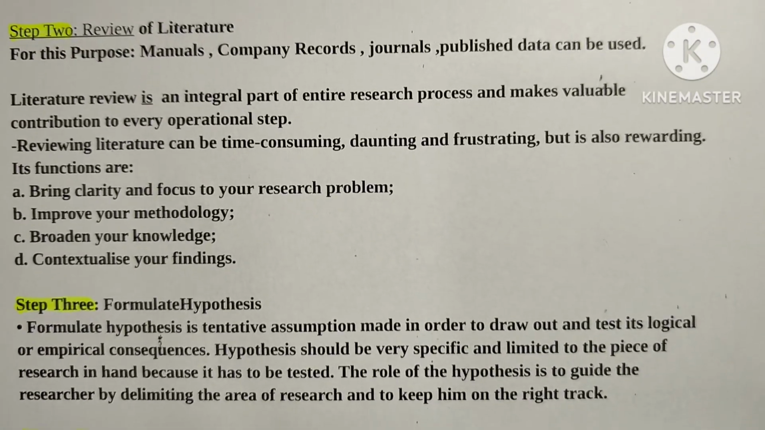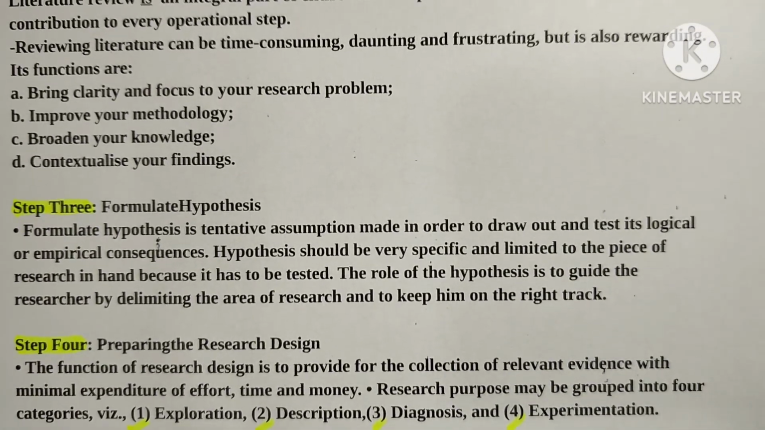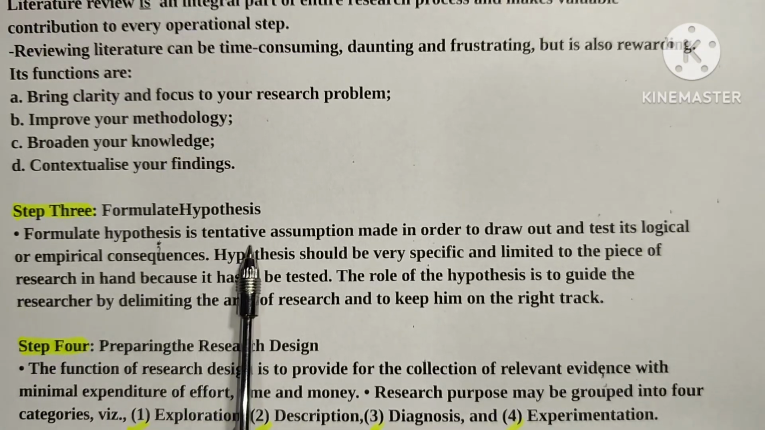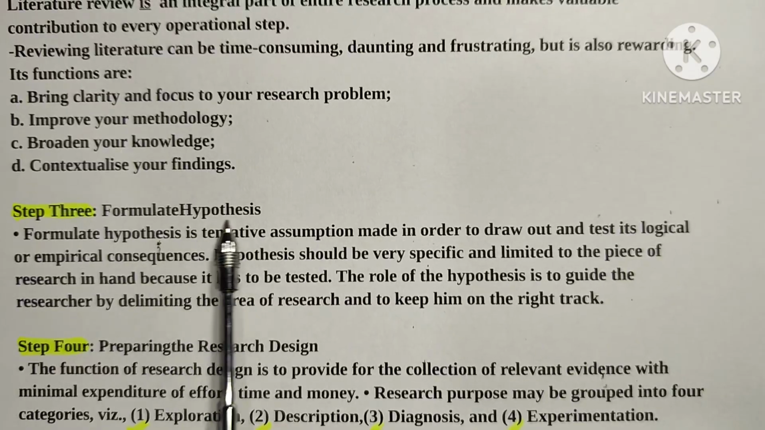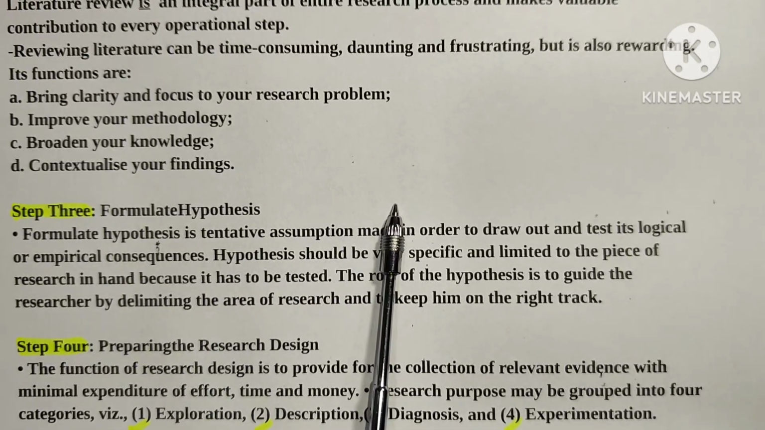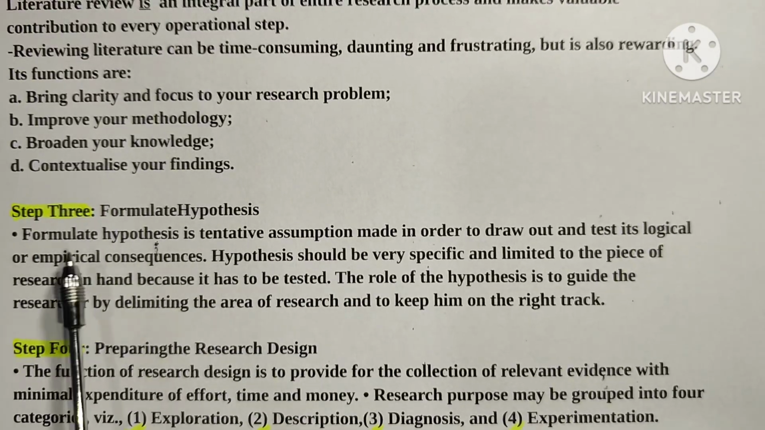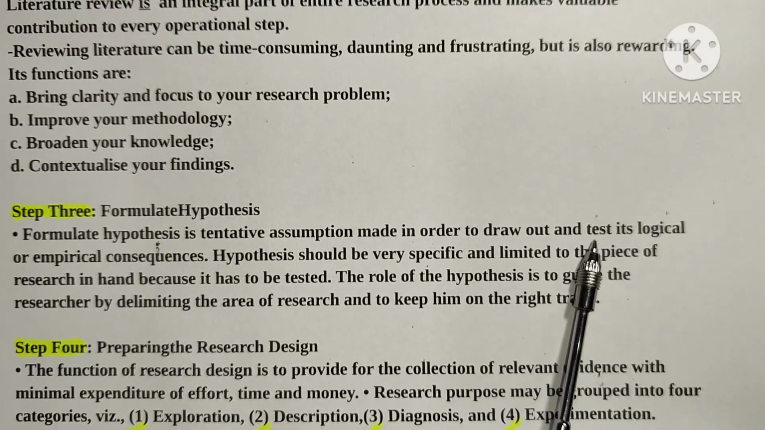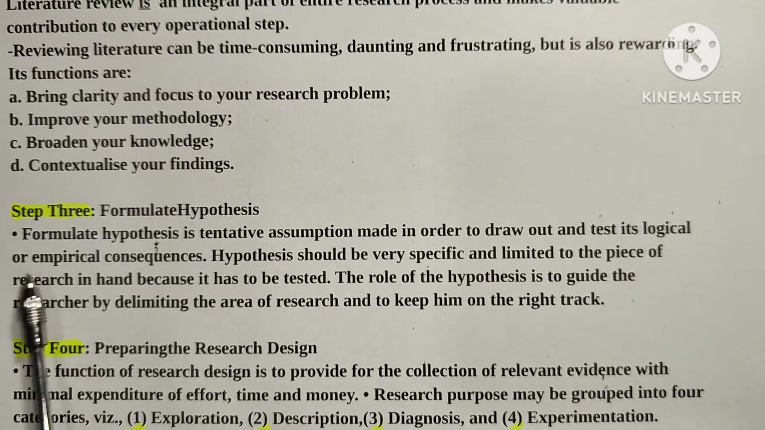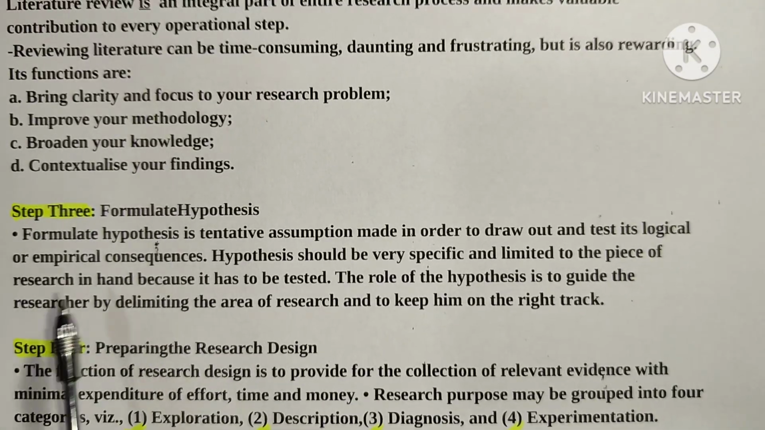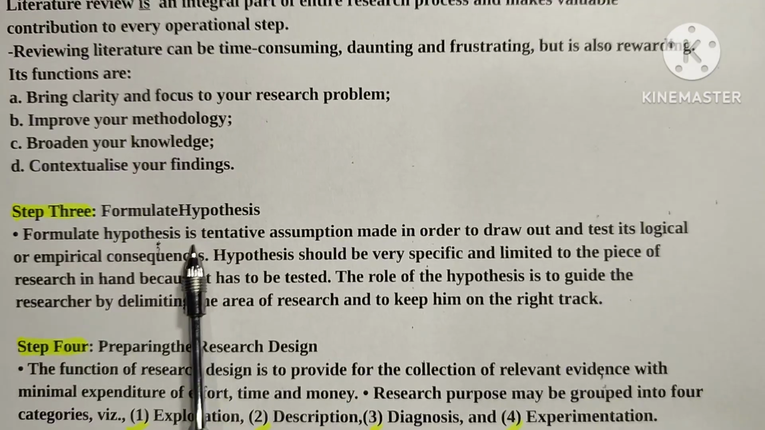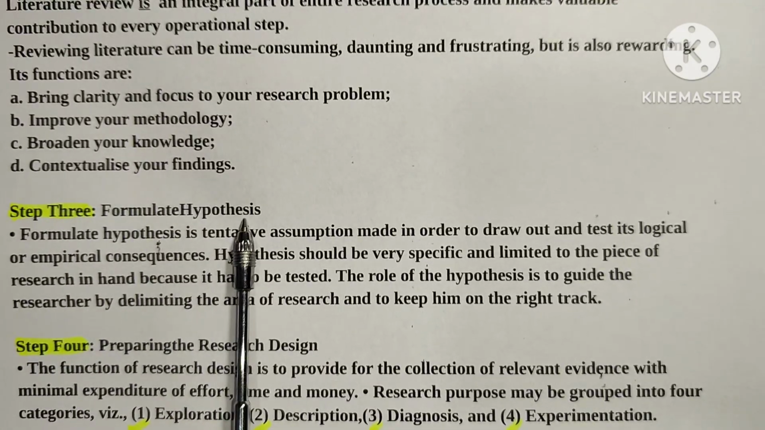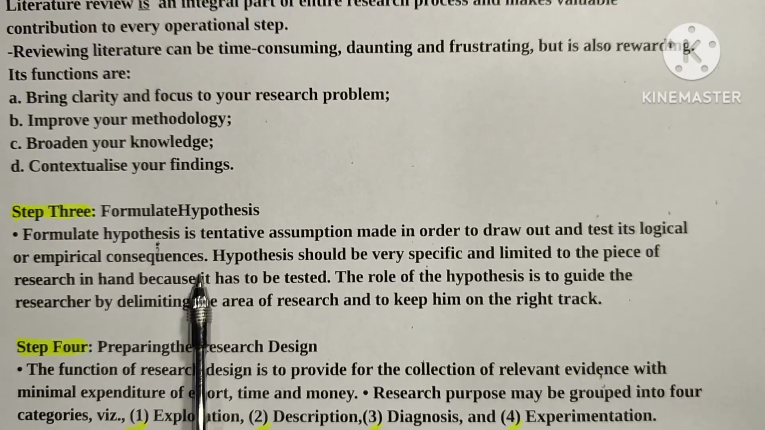Next, step 3. Formulate hypothesis. Third step is formulating the hypothesis. Formulate hypothesis is tentative assumption. As I already told you, hypothesis is what the result is you are going to get, assuming that result beforehand. Formulate hypothesis is tentative assumption made in order to draw out and test its logical or empirical consequences. If the result is going to come like this, what consequences you are going to face, that you can assume beforehand. That is called hypothesis, that you have to formulate beforehand.